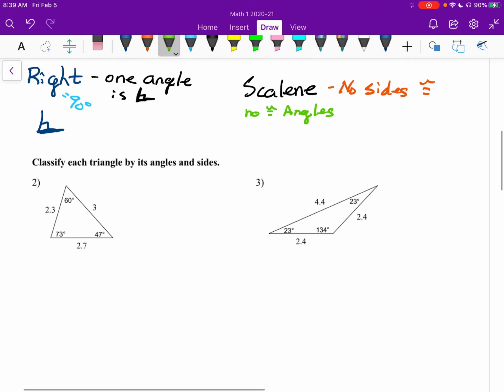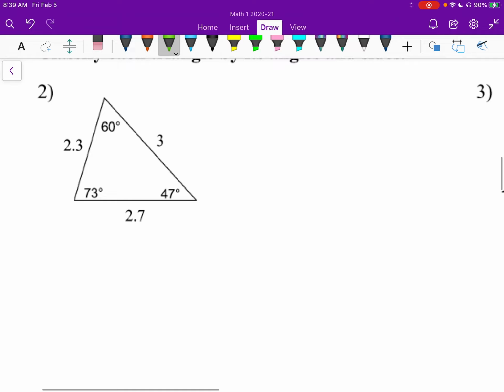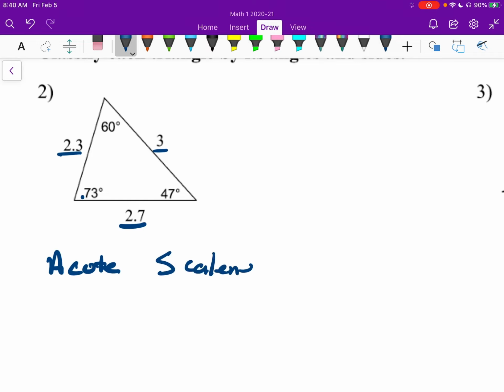So number 2, first off, we're going to look at their angles, and then we're going to look at their sides. So we have 73, 60, and 47. All three of those are less than 90, so this is going to be an acute triangle. Now we look at their sides. We have 2.3, 2.7, and 3. None of them are equal, so this is going to be scalene. Okay, so we'd say this is an acute scalene triangle. So there's our label.